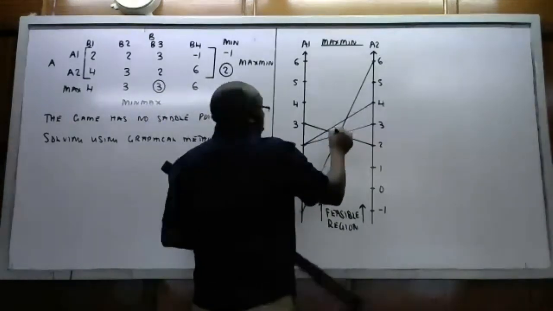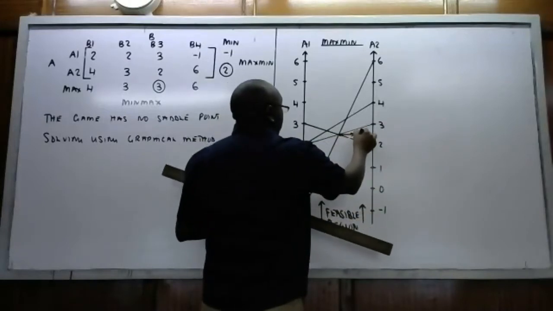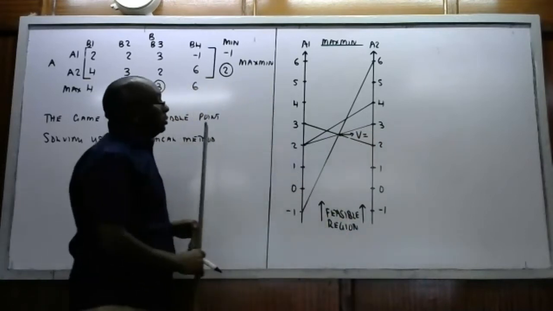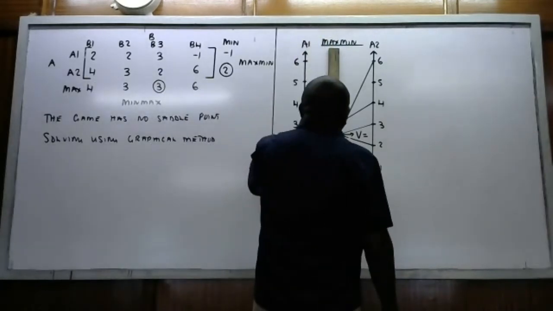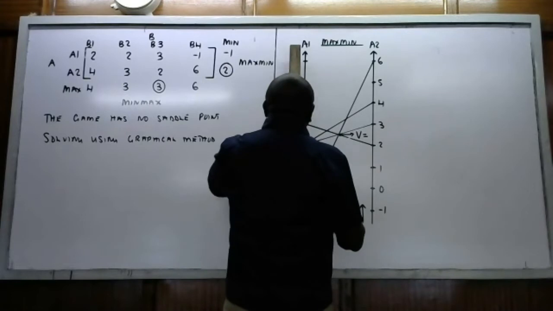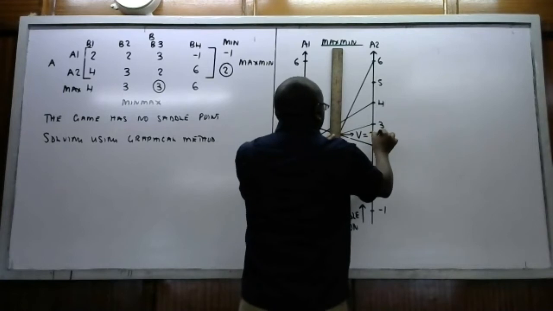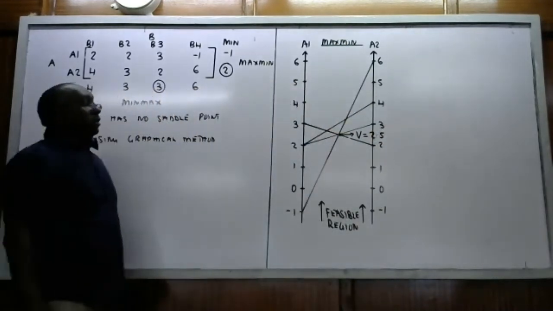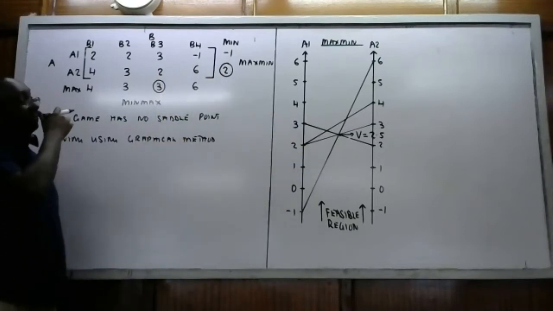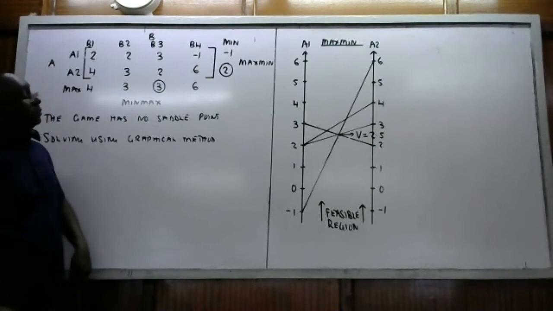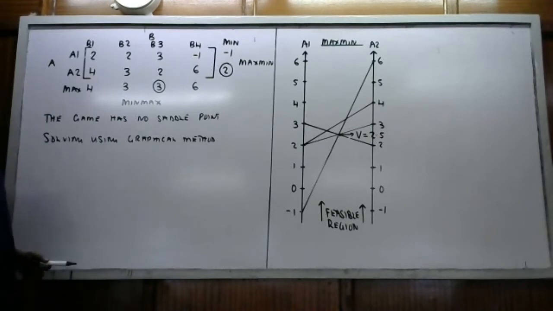So this is where now you have the value of the game, V, which is equal to, let me read from my own. Now that this is 2, this must be 2.5. So according to my table, the value is 2.5.